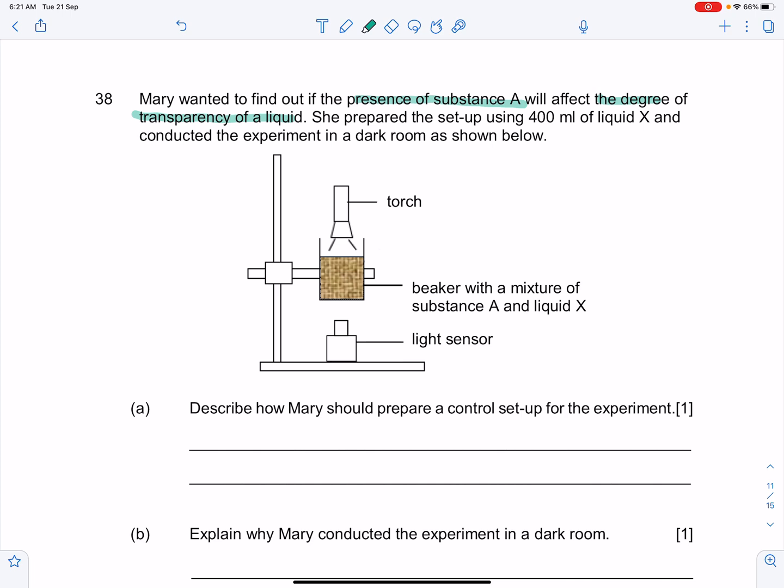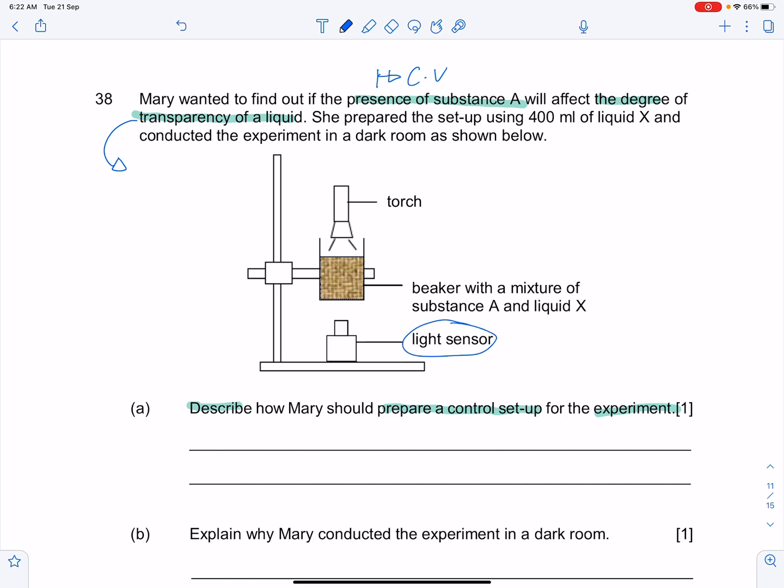Then the question goes on to ask you, describe how Mary should prepare a control setup for the experiment. So once again, whenever there's an experiment, it's always good to identify what is your change variable, and then what is your measured variable. So in this case, the measured variable is not very clear. They didn't exactly state what it is. They only state they wanted to find out the degree of transparency. And how can you measure that? They use a light sensor instead.